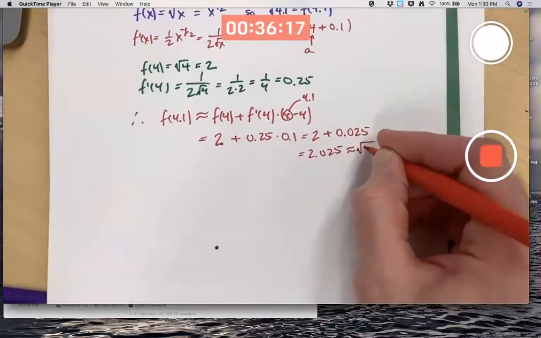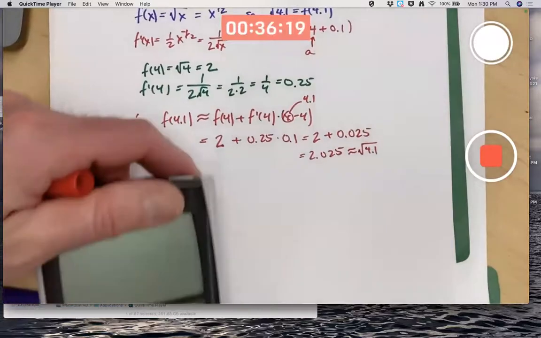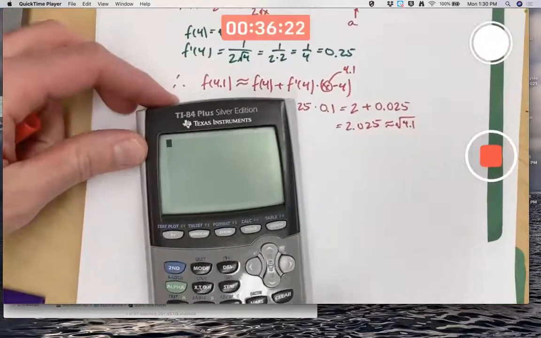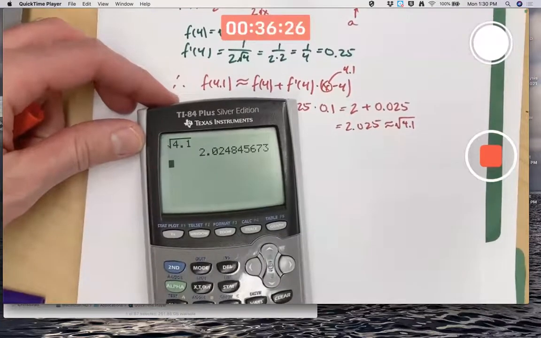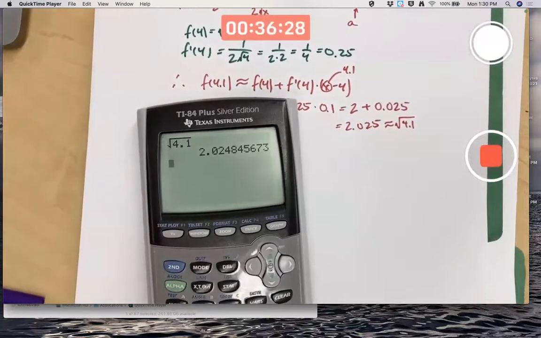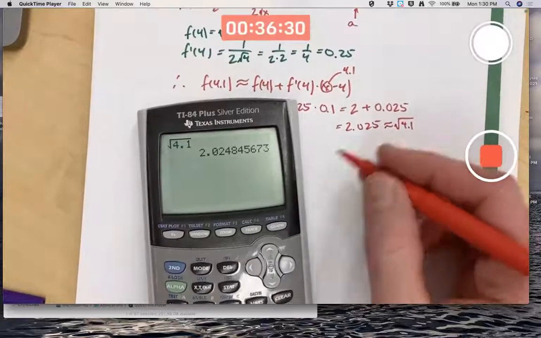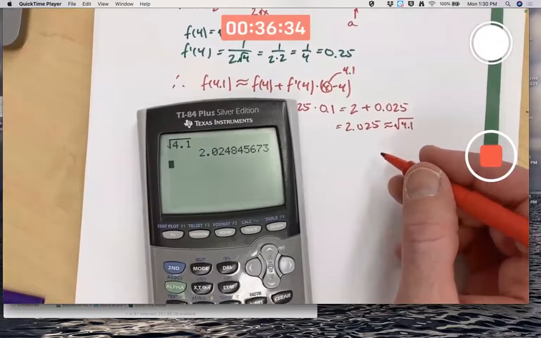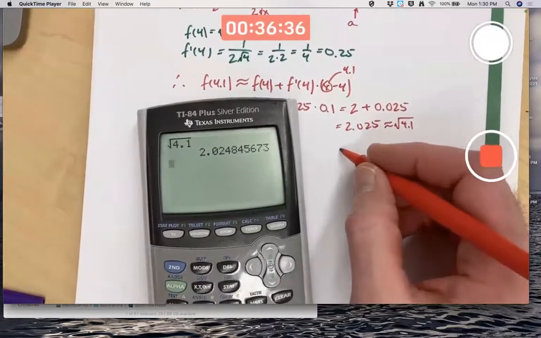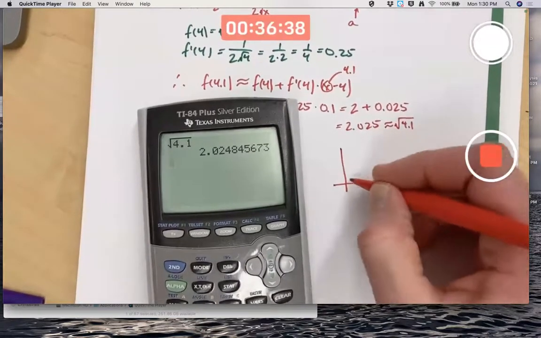It's approximately the square root of 4.1. Square root of 4.1, yep, close to 2.025. This approximation, you can see when you compare it with the calculator, is a little bit too big. What's the reason it's too big? Anybody got a guess as to the reason it's too big? And by reason, I mean in a picture.